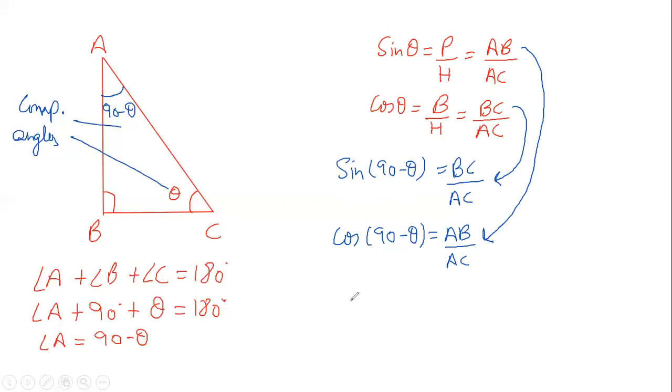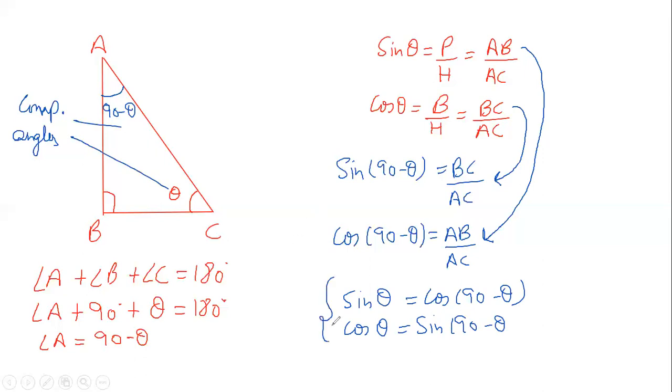So from here, we can derive that sine theta is actually equal to cos 90 minus theta, and cos theta is equal to sine 90 minus theta. So from here, I can make a statement that sine and cosine of complementary angles are equal. If I say sine theta, that will be exactly equal to cos 90 minus theta, and vice versa. So the point that we learned from here is that the sine and cosine of complementary angles are equal.